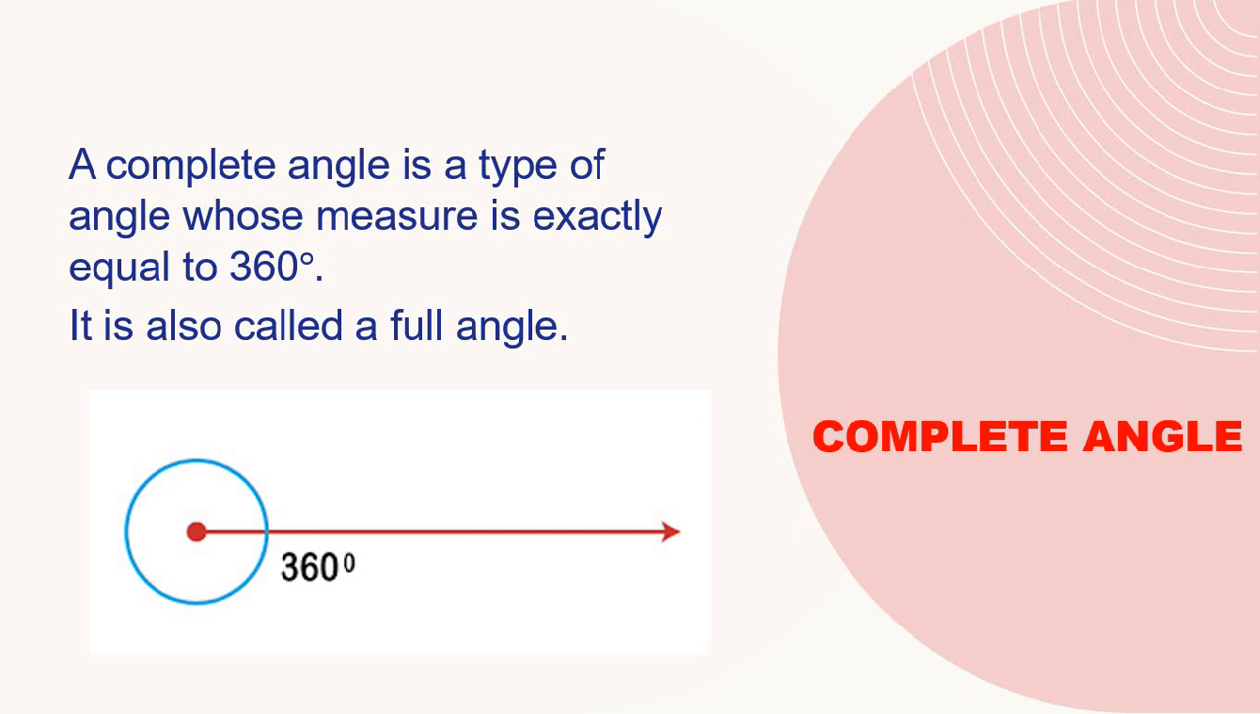Complete angle. What is a complete angle? It is a type of angle whose measure is exactly 360 degrees. It is also called a full angle. It is a complete angle and measures exactly 360 degrees, and it is also called a full angle.